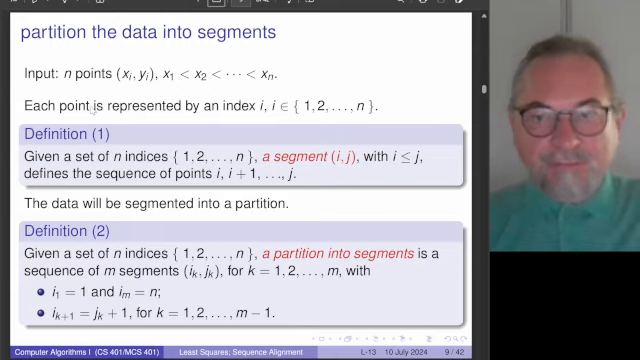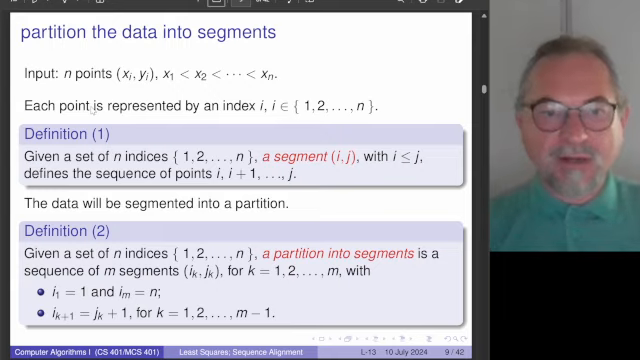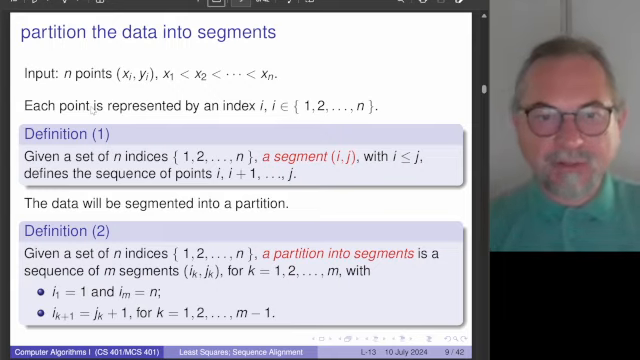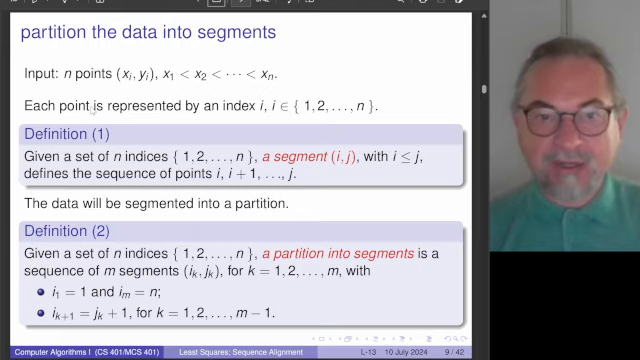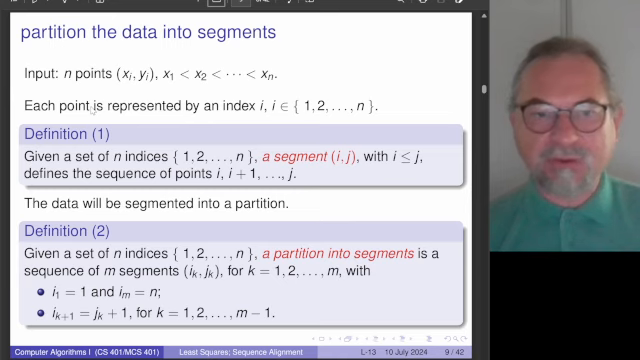So the input is points, and the output is a number of segments, where that number m is also part of the output. So we have the value m, and then we have m tuples, where every tuple gives the beginning and the end point of a segment.